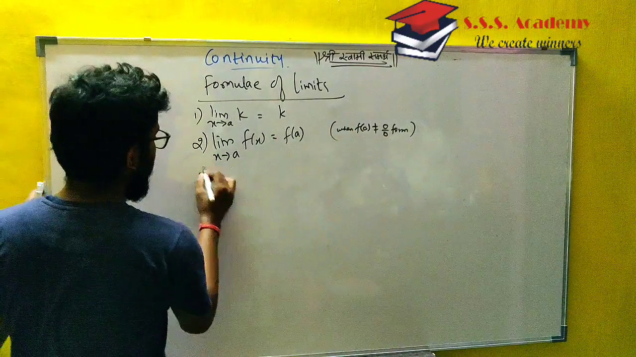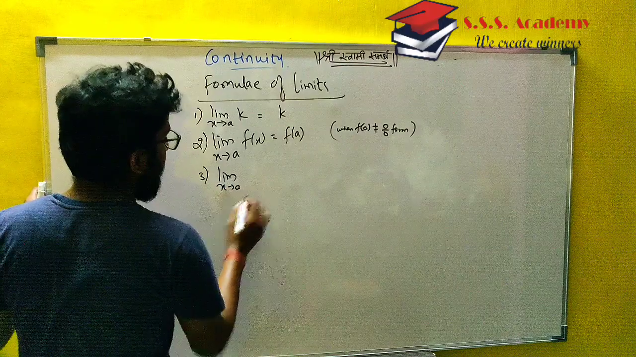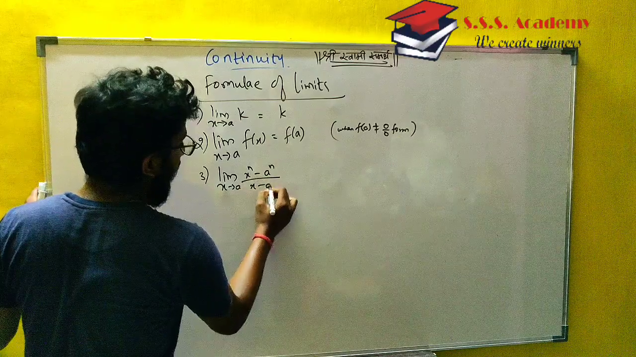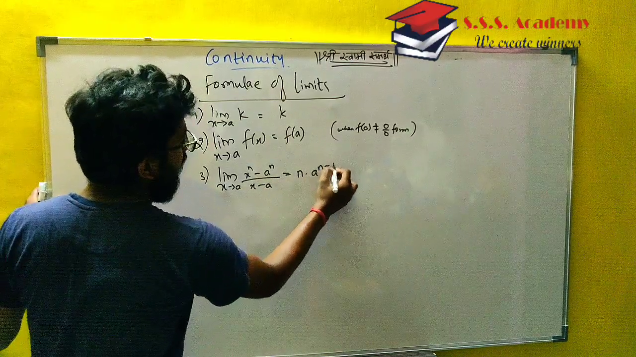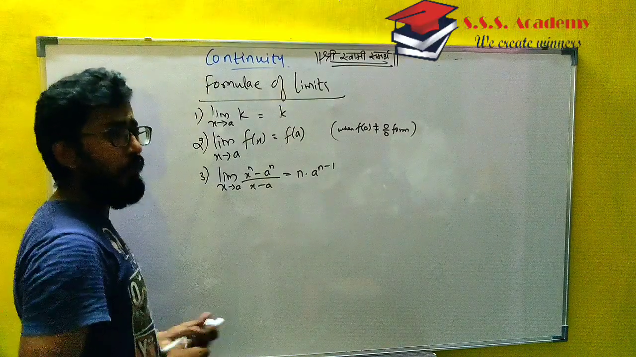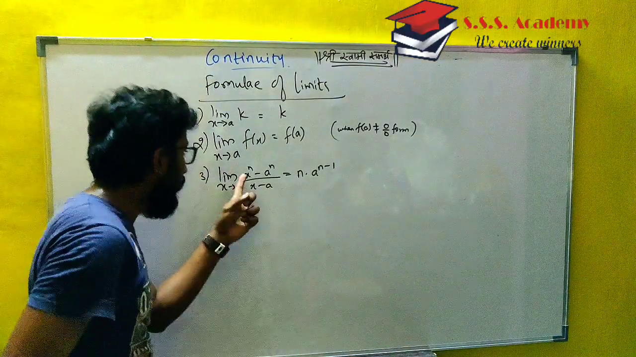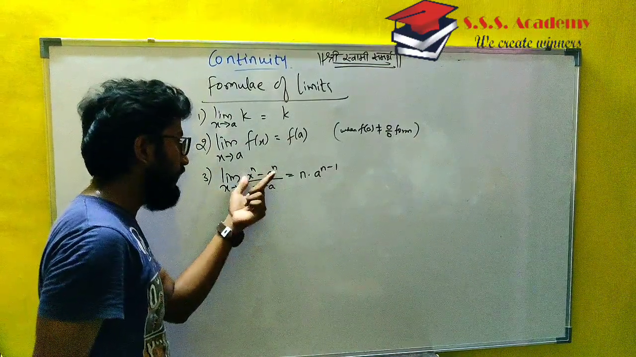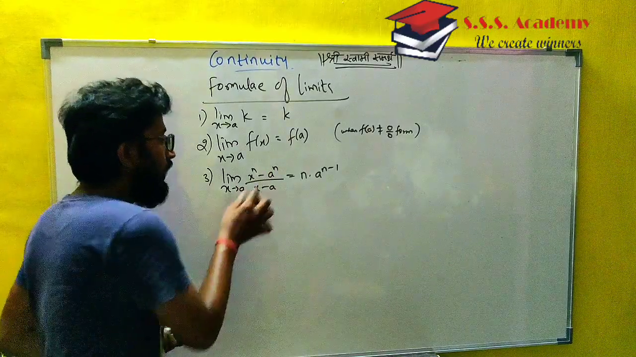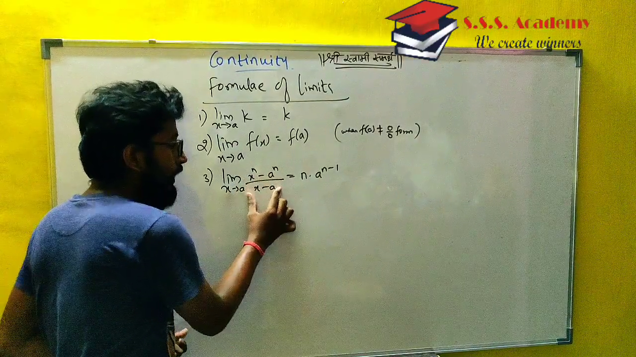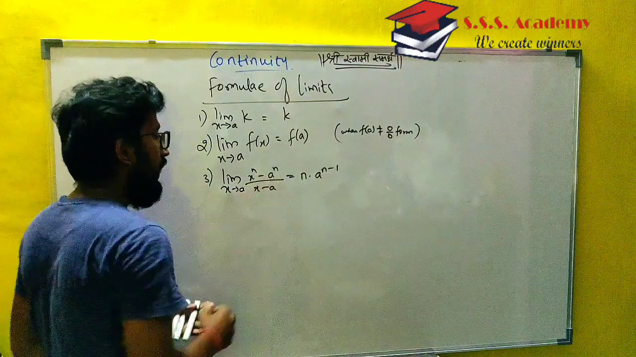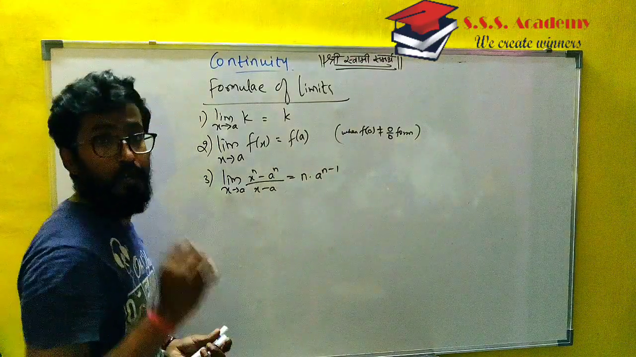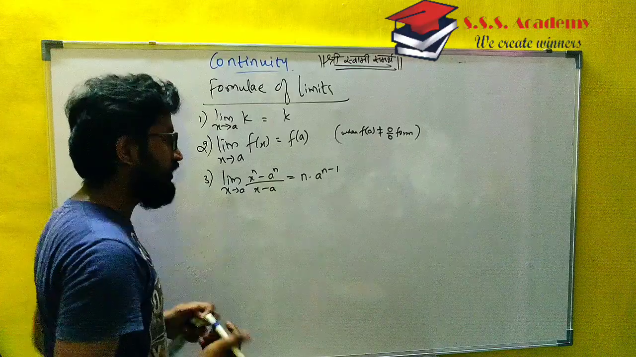Third, limit x tends to a of (x raised to n minus a raised to n) upon (x minus a) is equal to n into a raised to n minus 1. Over here a few conditions need to be satisfied. The power of x and the power of a must be the same, and a minus sign must be in between them, and the base part should be fully repeated in the denominator with power 1, and x must tend to a. Only then can we apply this formula. Is this condition clear?